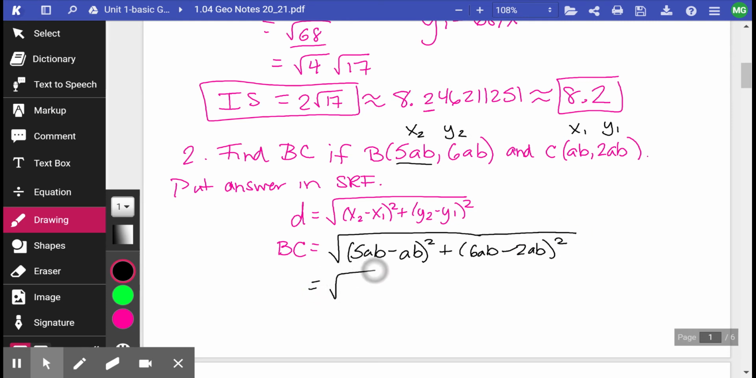And we're just going to continue to simplify. So now we have like terms here. So 5ab minus ab would give us 4ab. Really, really important here that you put that in parentheses before you square it, because otherwise you're only squaring the b, not the 4 and the a as well. 6 minus 2 would give us 4ab, again in parentheses squared.